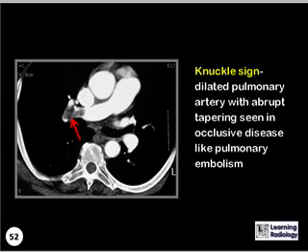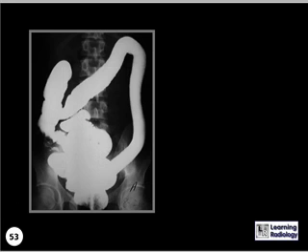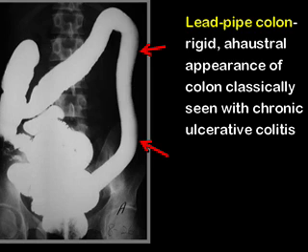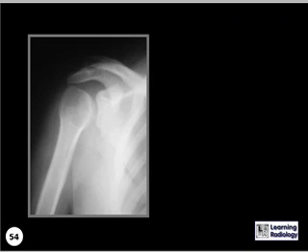This is the knuckle sign, which is a dilated pulmonary artery with abrupt tapering seen in occlusive disease like pulmonary embolism, shown here. What sign is shown here? This is a lead pipe colon, which is the rigid, ahaustral appearance of the colon classically seen with chronic ulcerative colitis. What sign is shown here?